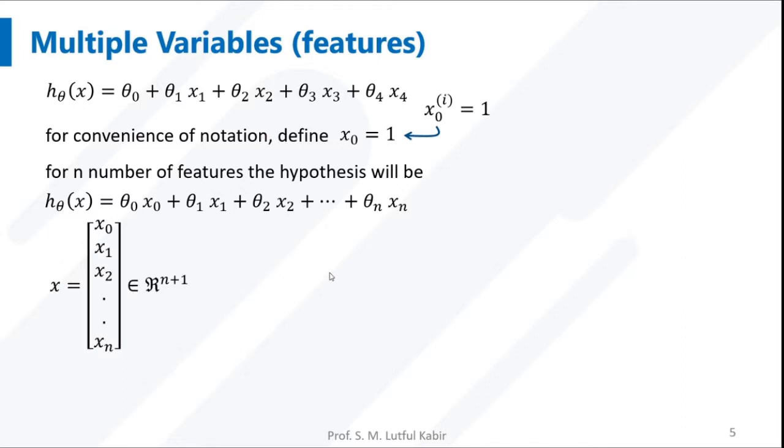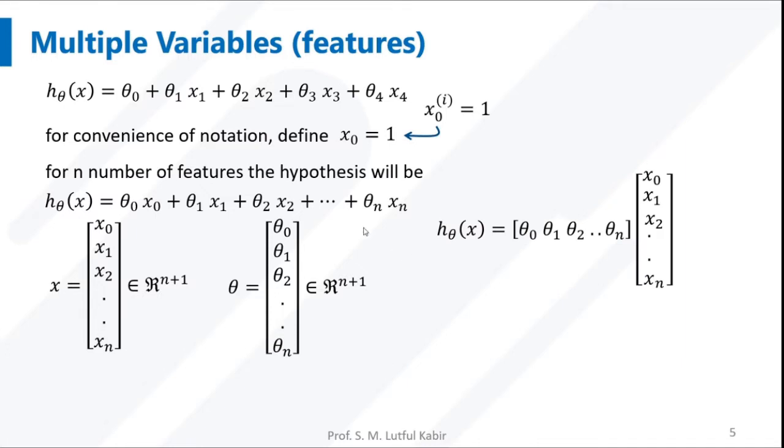So the x vector is now containing n plus 1 elements, because x0 is a new variable. So x0, x1, x2 up to xn. So this is a vector of the order n plus 1. Similarly, theta is another vector consisting of theta 0, theta 1 up to theta n. So n plus 1 number of elements. So order is n plus 1.